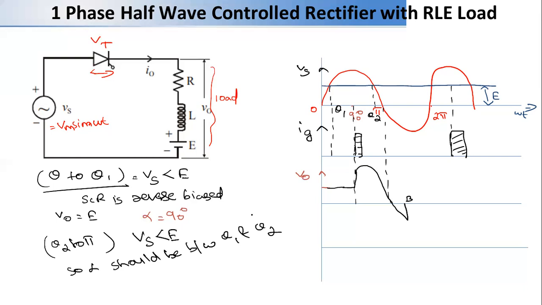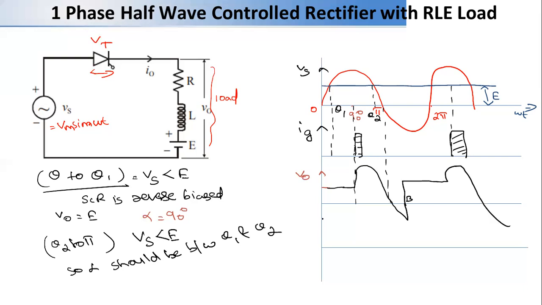Due to the presence of inductance, there will be a negative voltage which appears across the load. Then the same procedure repeats. So here it will be there, then we will have the firing angle. Again, it will come. Same way it will go.